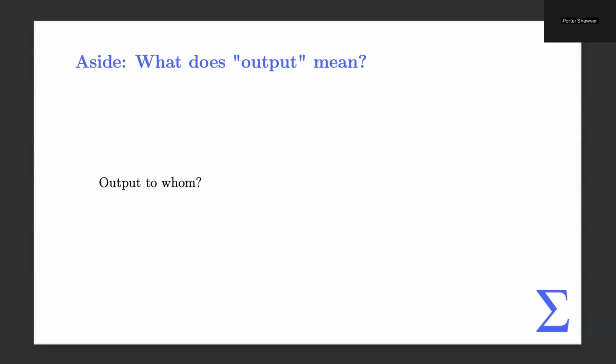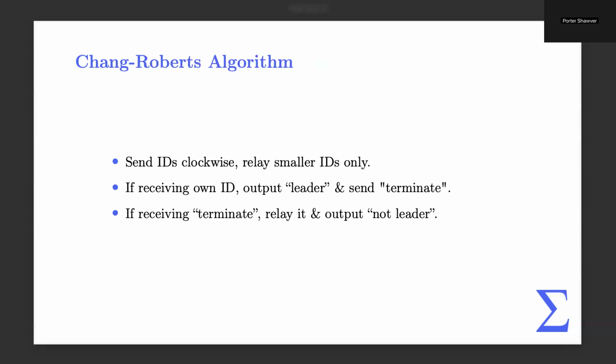I guess I've been a little bit abusing the way that I'm talking about this. This technically is outputting not leader. It's not outputting who the leader is. All these other nodes don't know who the leader is. They just know that they are not the leader. But this algorithm is easy enough to modify to make everybody know who the leader is.